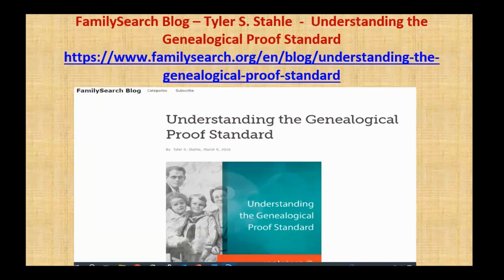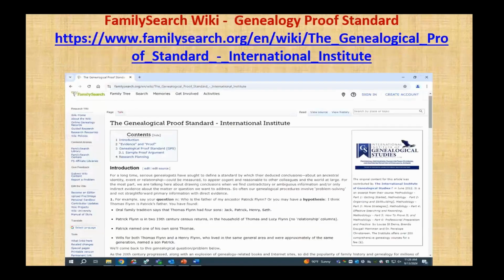Now, this is one off of the FamilySearch blog. The author of this was Tyler Stahle. I hope I didn't butcher that name too much, but this is one where he discusses in detail understanding the genealogical proof standard. I gave you a basic gist of this, but this one will go into a lot more detail.